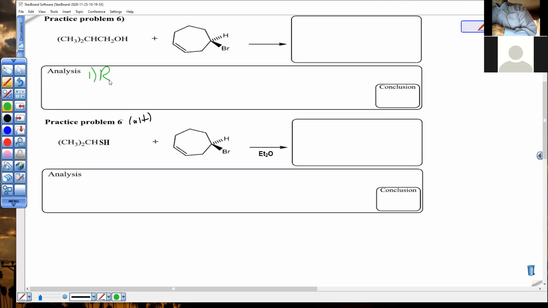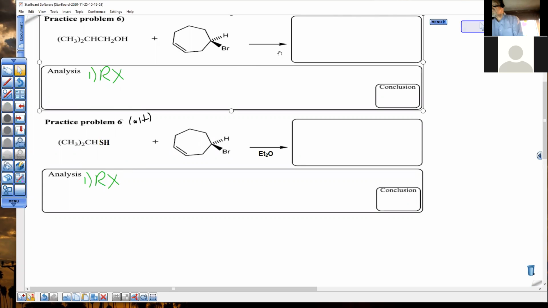OH is not a leaving group, right? So OH is not in Rx ever. That'll be the nucleophile right there, and in a reaction where there's no solvent, it will also be the solvent. This is the Rx, it is secondary. So Markovnikov.